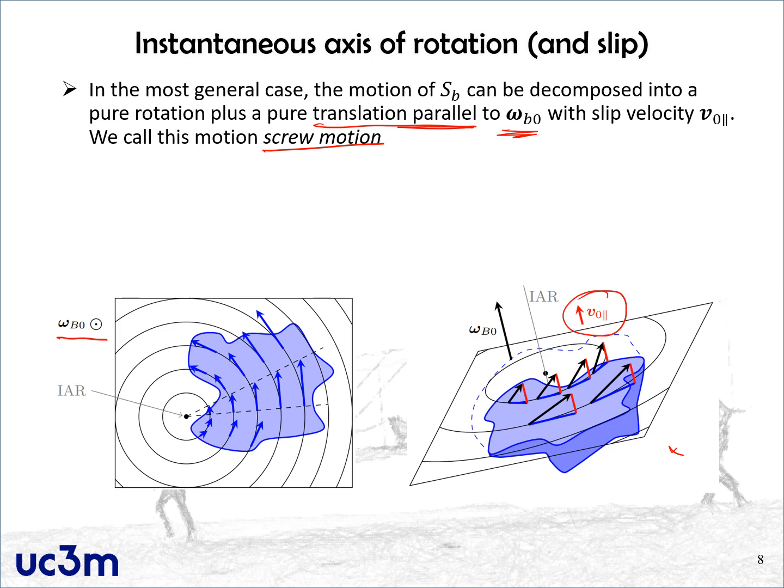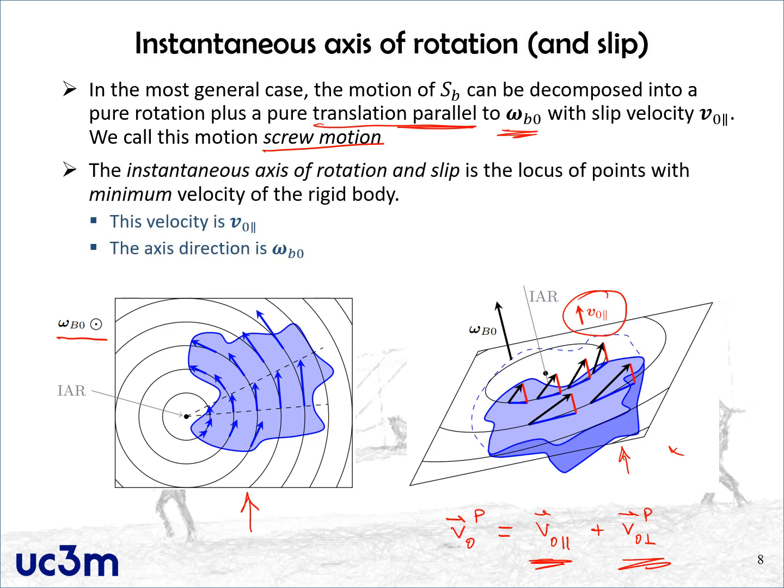Remember that that part of the velocity is always the same for all points. We can always decompose the velocity of a point P of the rigid body as a parallel part plus a perpendicular part. And only the perpendicular part depends on the specific point. Here you can see that that perpendicular part corresponds with the rotation, and the parallel part corresponds with the slip, or with the advance of the screw motion.